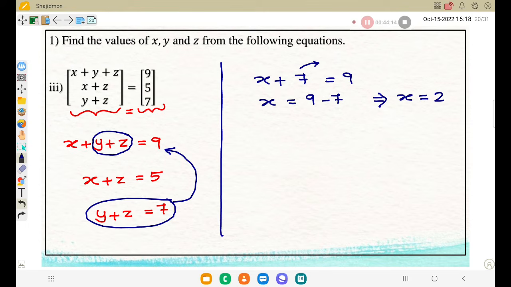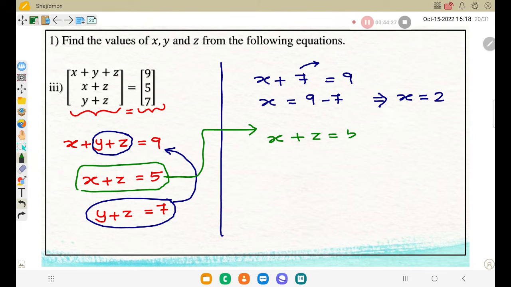Now we will go to the x value. Now apply the x value in the second equation here. That means x plus z equal to 5. X means 2, so 2 plus z equal to 5. So for z, plus 2 take to the next side, 5 minus 2. That means z equal to 3. Hope you understood. So the x value we got and the z value also we got, correct?